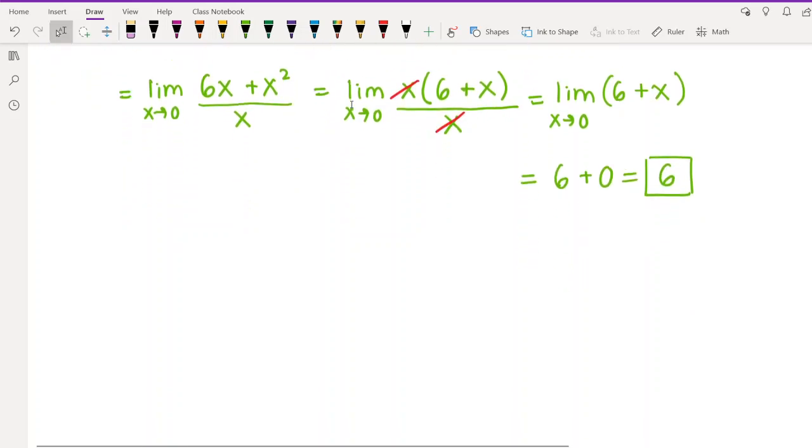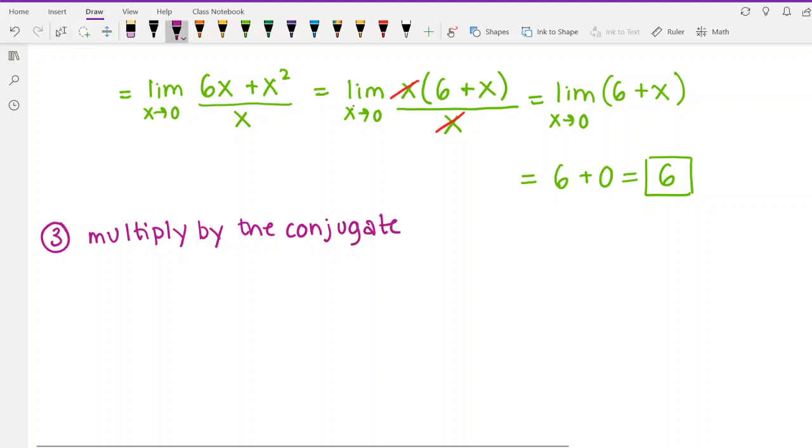So there's two more methods I just want to mention here, and these are the ones that we'll get to in the next video. So one of them is what's called multiplying by the conjugate. And so this is going to be basically to get rid of square roots, and we'll see what that looks like in the next video.